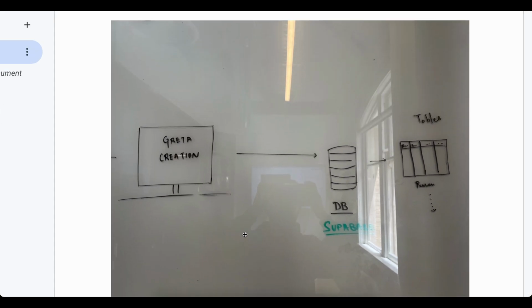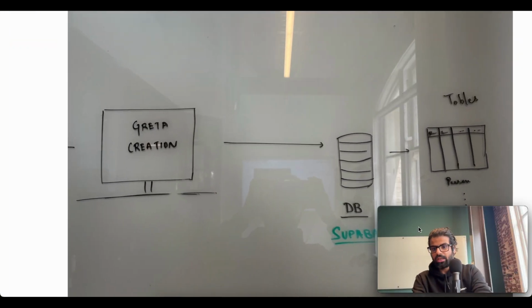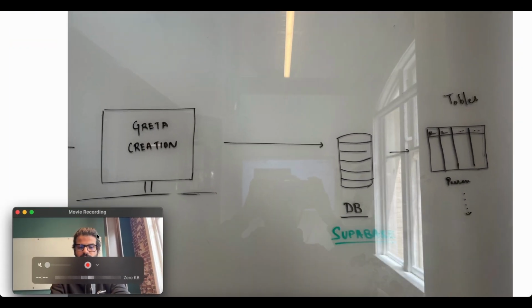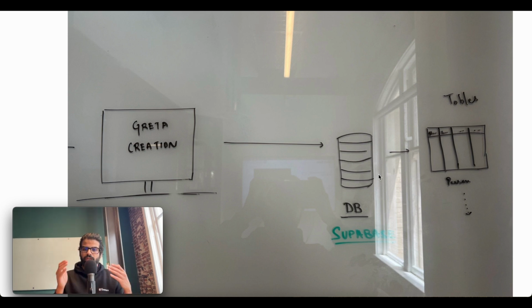So the first one is database, right? And I think the most important thing which you need to understand here is that whenever you create anything, let's say you're creating a form or you want to save some sort of data when people are coming onto your website, or you want to save anything, you need a database.